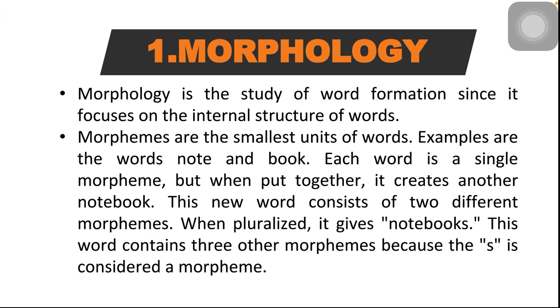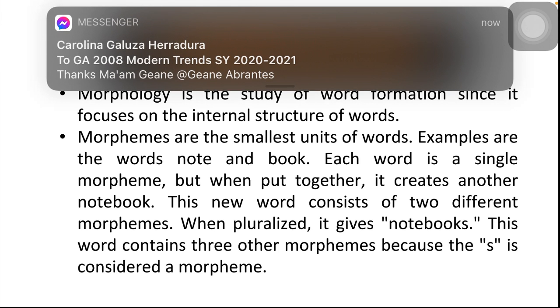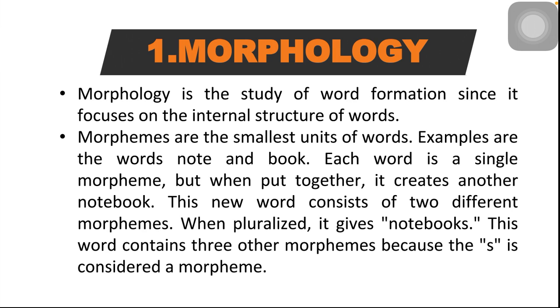Notebooks. Okay, so we have three morphemes. First is the note, second is the book, and third is the S that is combined with the book. Okay, notebooks because it is pluralized with an S. So the S is another single morpheme. Okay, note, book, and S. This word contains three morphemes because the S is considered a morpheme.